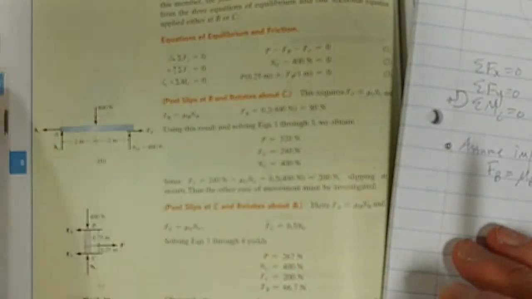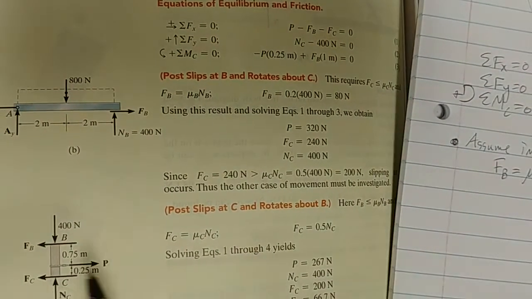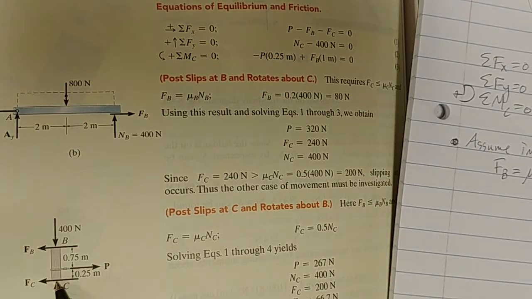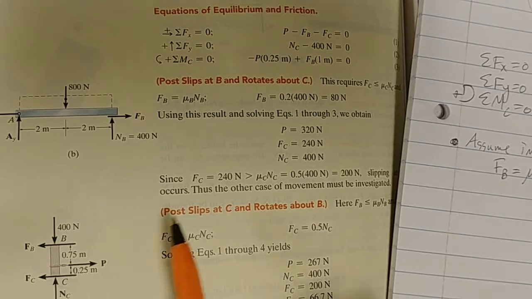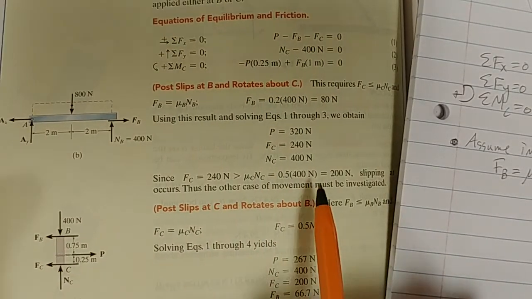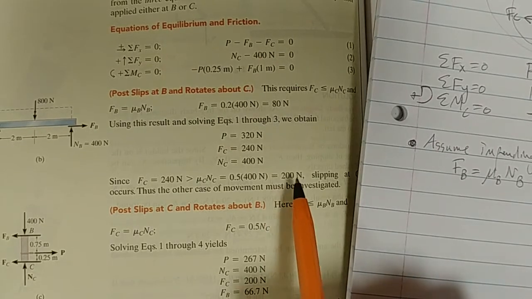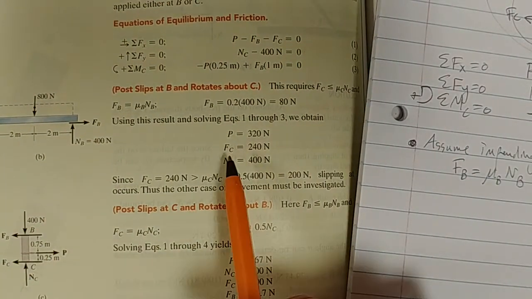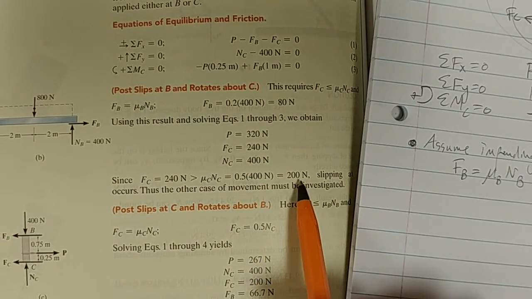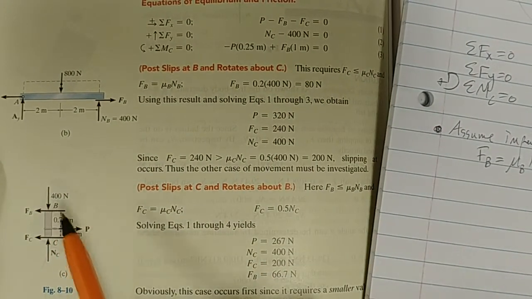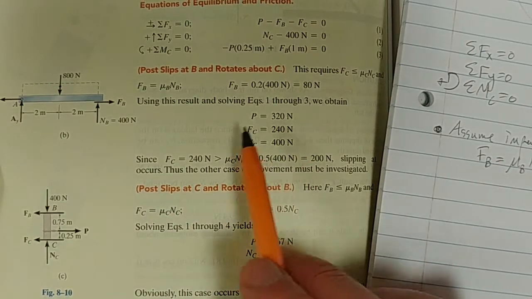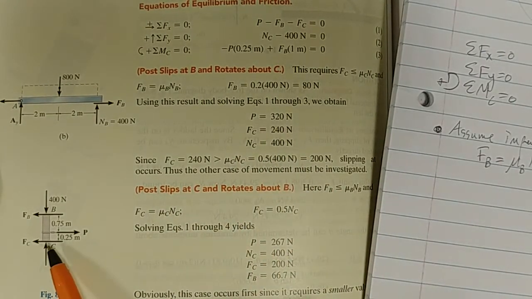And the coefficient of friction at that point is 0.5. So the maximum frictional force that we can get at this point is equal to mu times N, where mu is 0.5 and N is 400. And so the maximum force we can get is 200. But based on this initial assumption, we calculated that FC is greater than 200. So clearly, this first assumption is wrong, because we've calculated a friction force higher than the maximum friction force that can occur there. All right?